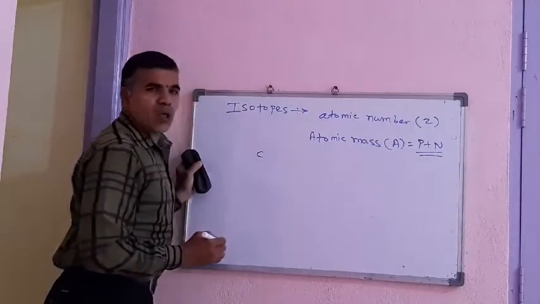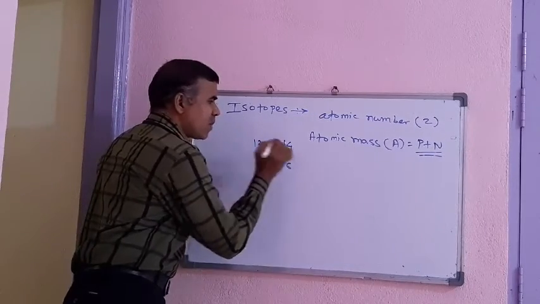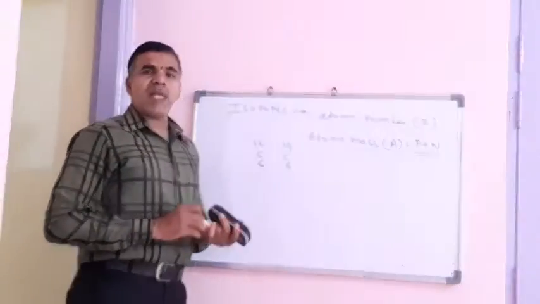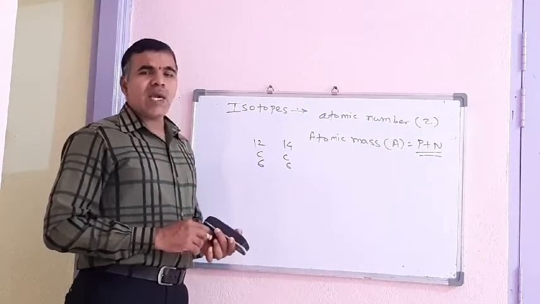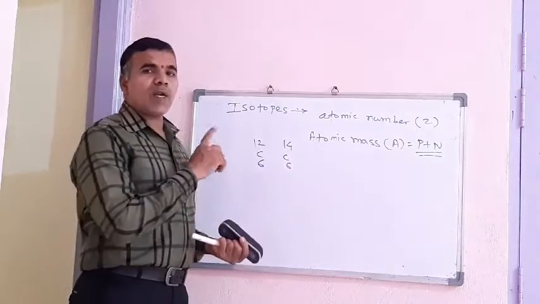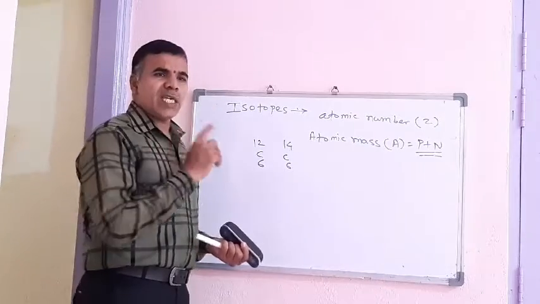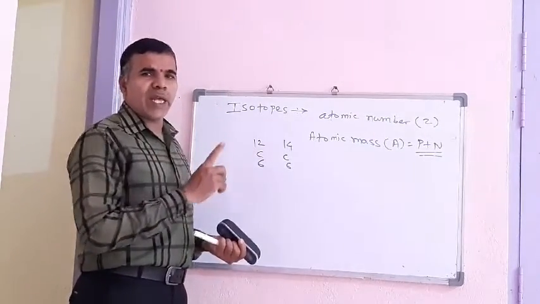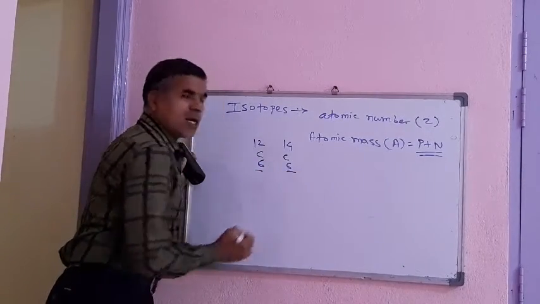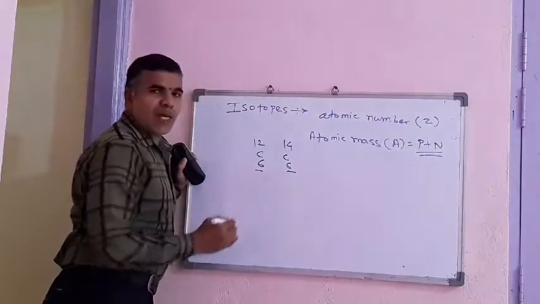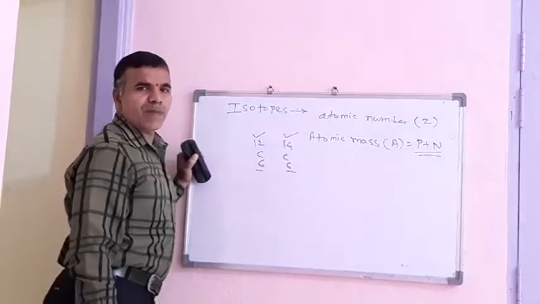Carbon has two isotopes, C-12 and C-14. Carbon is an element having the same atomic number but different atomic mass number. So carbon has two isotopes, C-12 and C-14. In this example, carbon has the same atomic number 6, and different atomic mass numbers, 12 and 14.